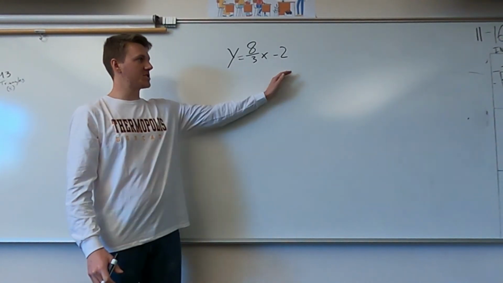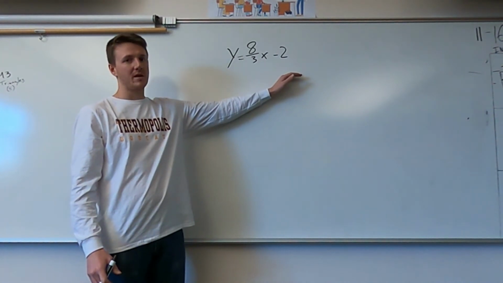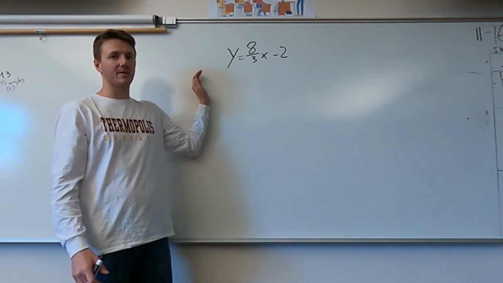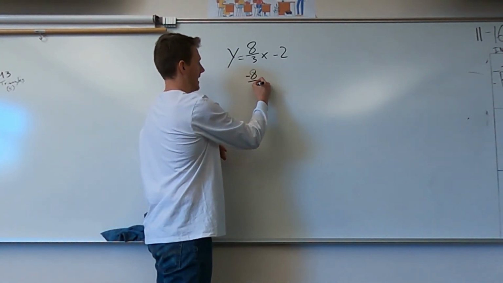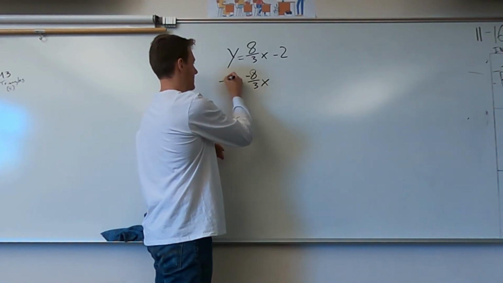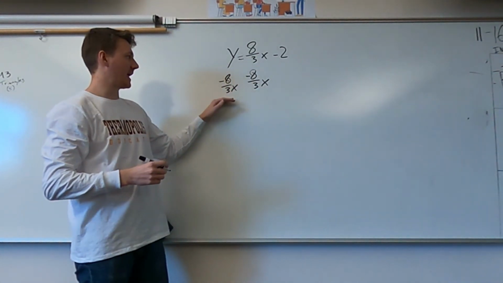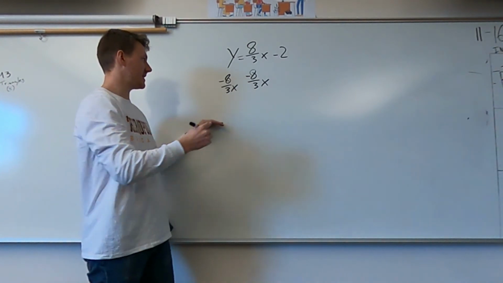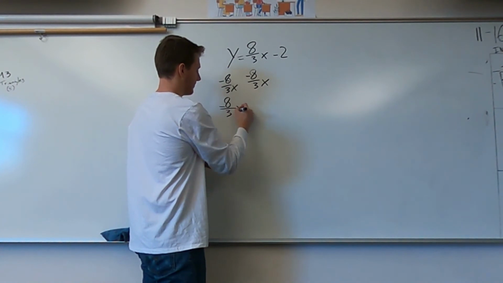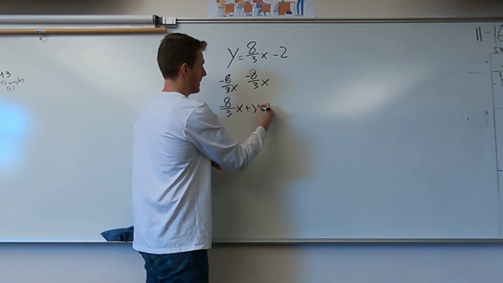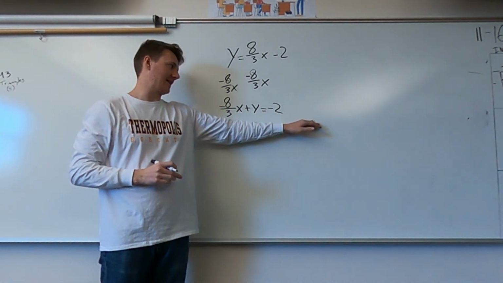We have this equation in slope-intercept form, and we want to write it in standard form. So we need our x and our y both on the left side of our equation. So at first, we can subtract an 8/3 x from both sides. And then we know that standard form is written ax plus by equals c, so we want to then write our x first. So we have negative 8/3 x plus y equals negative 2.